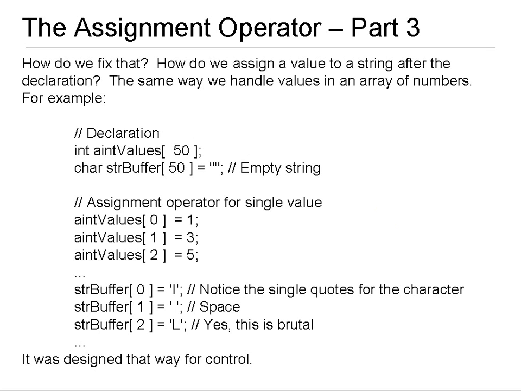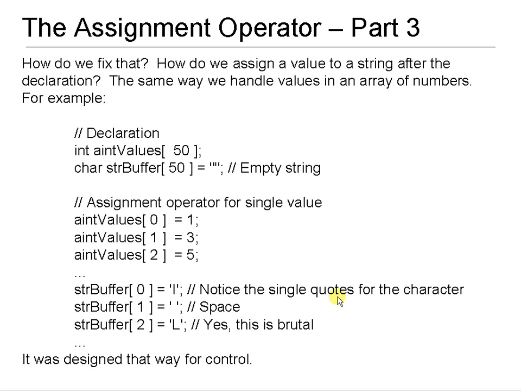How do we fix that? How do we assign a value to a string after the declaration? Well, the same way we handle values in arrays of numbers. So for example, int value size 50, and then we have char str_buffer size 50. Now notice that I initialize the string to an empty string. There's nothing in it.